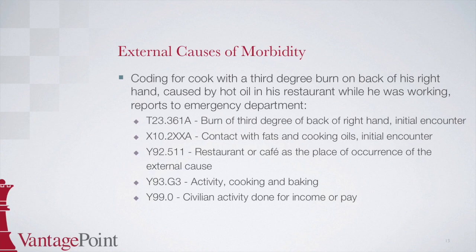Now we have our more supplementary codes from this chapter. Our place of occurrence, which is Y92.511, restaurant or cafe as the place of occurrence of the external cause. This is followed by our activity, Y93.G3, activity, cooking and baking, and finally our status, which is Y99.0, civilian activity done for income or pay. Remember that all these codes are only needed for the first time the patient reports for treatment, and all four different types of external cause codes may not be applicable to every situation.